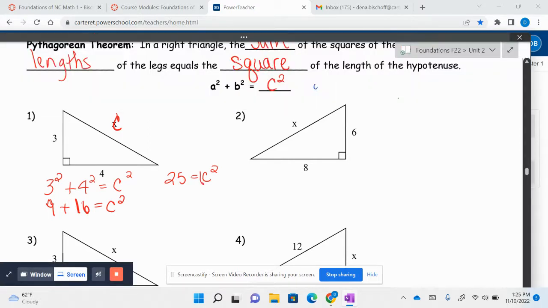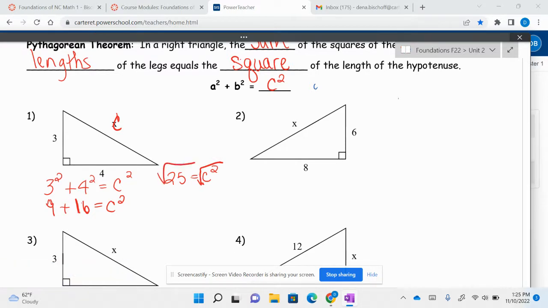Now, the square root, I think that we did that yesterday. Remember you push the second button? Yeah, and then the x squared button. And that's how you get the square root function. So the square root of c squared is c, and the square root of 25 is 5.